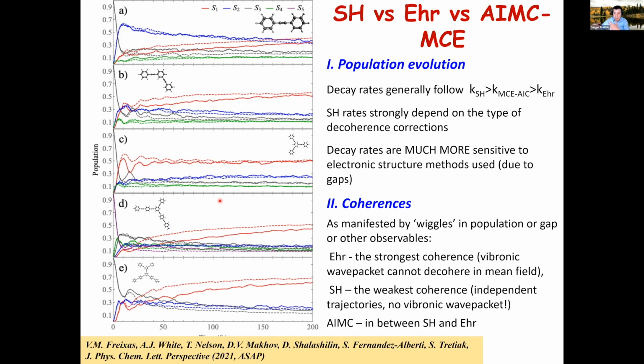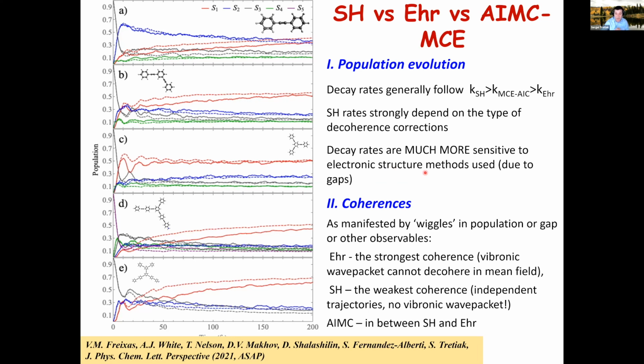Of course, there is this problem with decoherence corrections in surface hopping, and you could introduce those decoherence corrections in various flavors. However, the effect of those improvements is relatively minor compared to the choice of the electronic structure methodologies. Your decay rates would be much more sensitive to the electronic structure methods used, due to the modulation of the gaps. A change of the gap between excited states by 1/10 of an electron volt can change your decay rate by an order of magnitude. That's for sure.